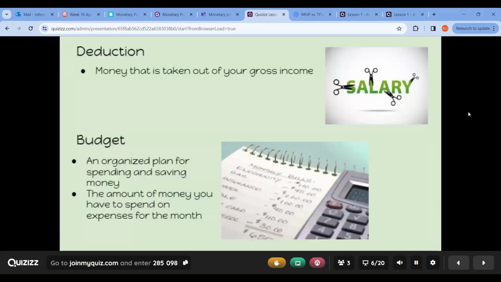So deduction is money that's taken out of your gross income. Budget is an organized plan for spending and saving money. It's the amount of money you have to spend on expenses for the month. So the government has a budget too. So fiscal policy, the government has a budget per year.